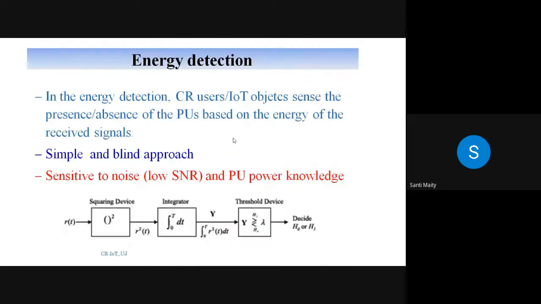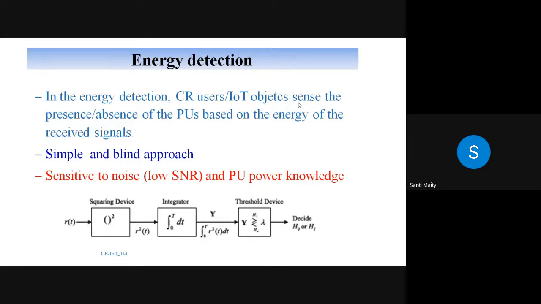In my next slides, I would like to show it like this. So it is the primary user signal received at the IoT object receiver, squared, then integrated. If it is a digital signal, it will be a summation. Then this energy is compared with respect to a threshold. The decision of the threshold is an important issue, and it makes a decision whether the primary user is free or not. If this is a blind system, the IoT object need not have any information about the primary user signal. It does not need anything. So that's a very simple approach.